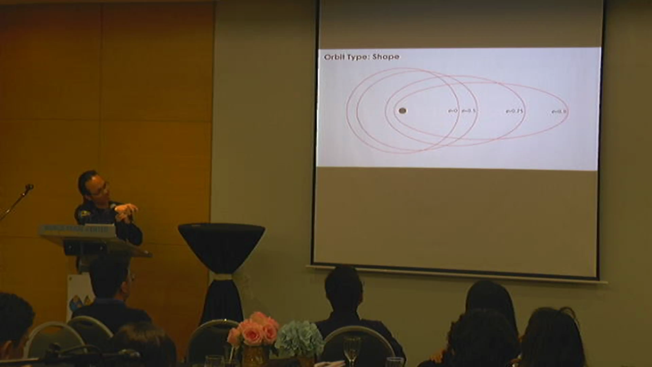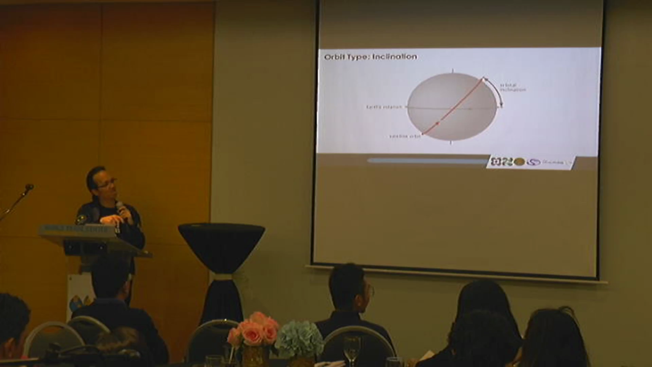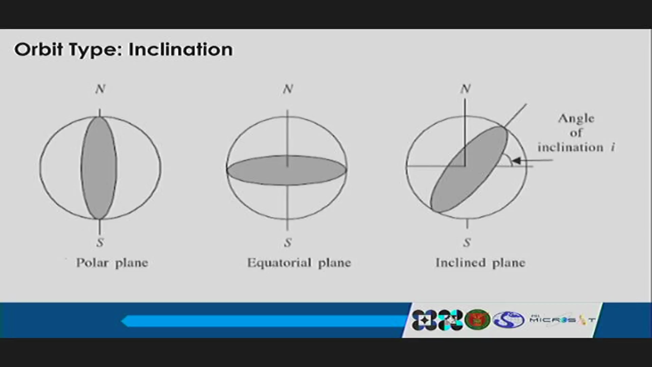Tapos, yung next category naman ay you can categorize the orbits by yung inclination. Yung inclination lang ay yung angle ng orbit niya from the equatorial plane. So, based on that definition, may 3 major categories ng satellite orbits. So, yung polar plane, yung orbit mo ay it will go north-south. Equatorial plane, kung aligned siya sa equator. Tapos yung inclined, yung in between those two.